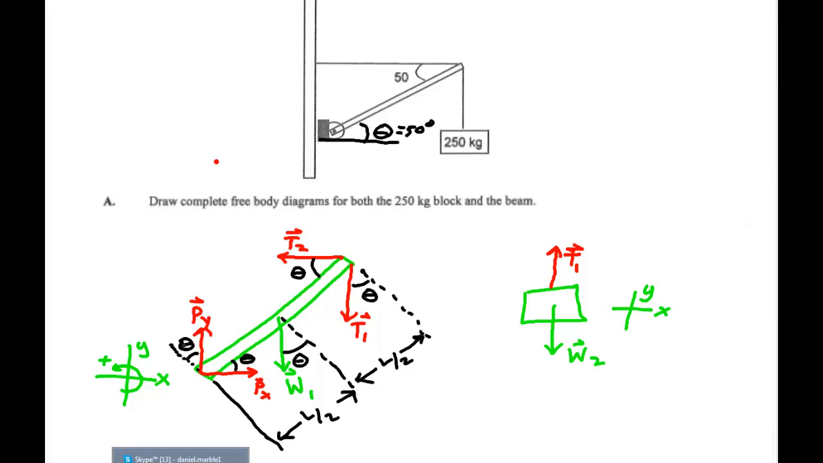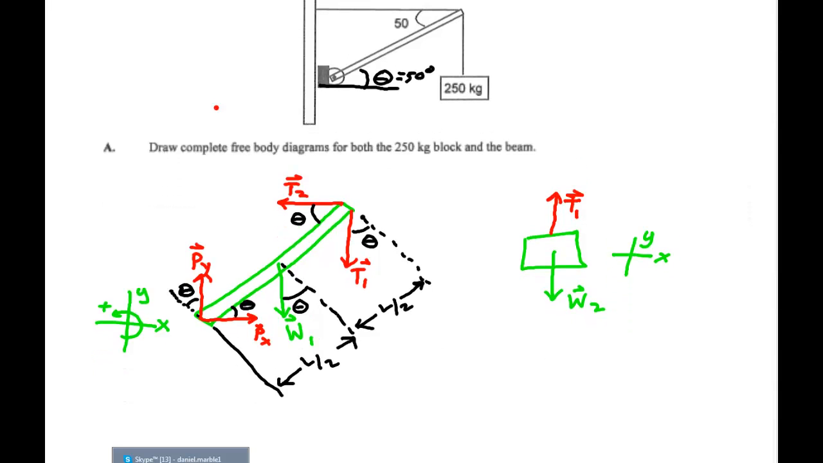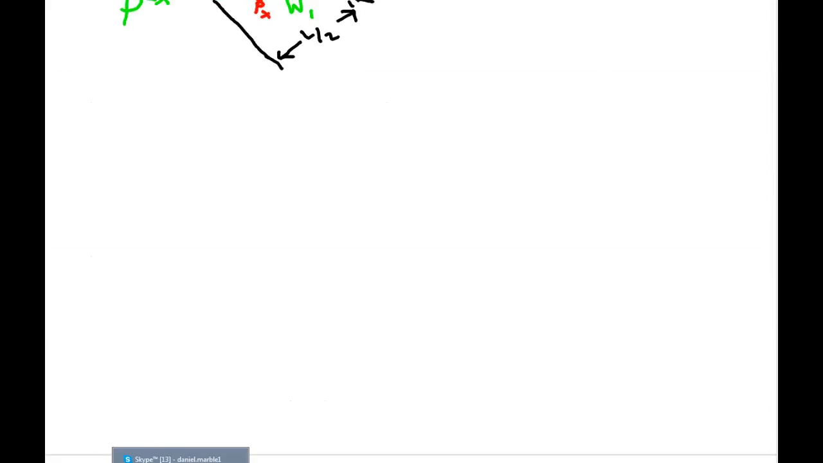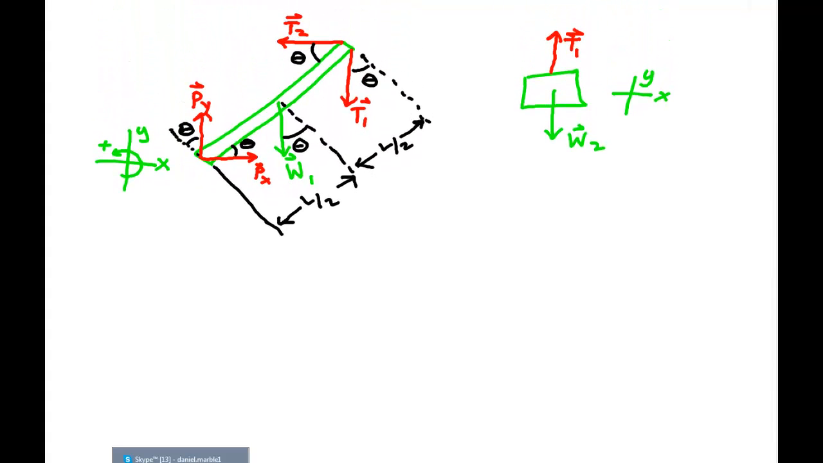Alright, my free body diagram is done. I've got all my forces, all my angles, all my critical dimensions, and a good axis set. Now all I've got to do is read the drawing. So what's the next thing they ask? They ask me to find the tension in each string and the components of the force where the beam is pinned to the wall. I've got enough room up there to find these forces using Newton's law, so I'm going to start back up here where I can see my drawing.